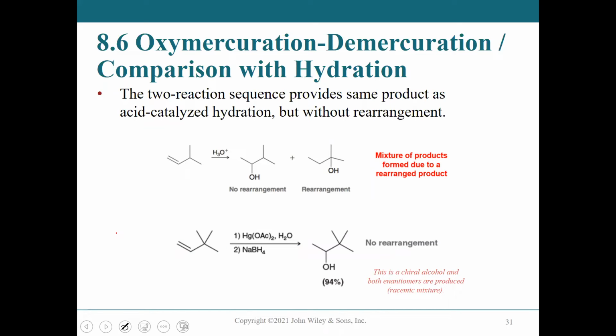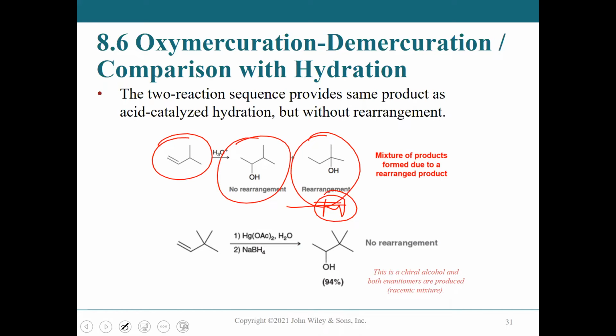Okay, so in acid catalyzed, you will get two products, right? The non-rearranged and the rearranged. We know that this one is your major product. What about if you use oxymercuration? That's actually the same example that I had for you. With oxymercuration, you will get this product without rearrangement.